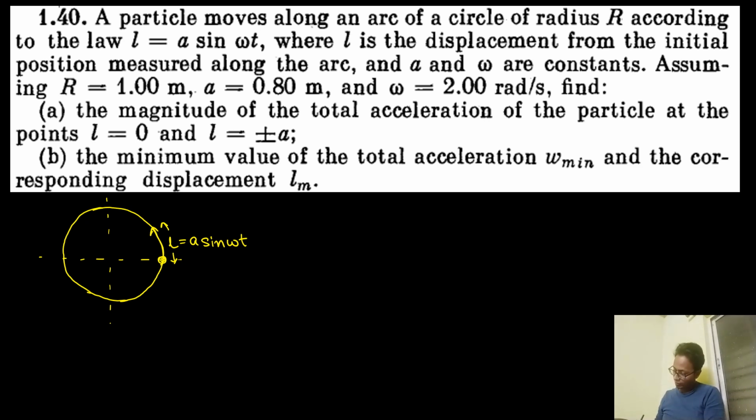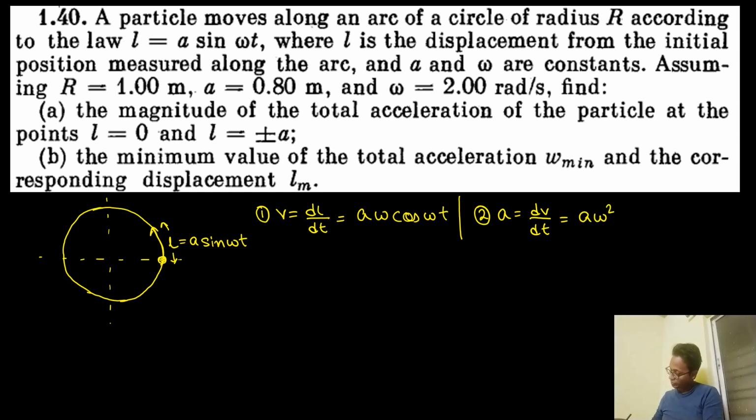So what is the velocity? Velocity is nothing but dL by dt, which is nothing but a omega cos omega t. I got the velocity here. What is the acceleration? Acceleration is nothing but dv by dt. So when we differentiate this with respect to t, what do we get?